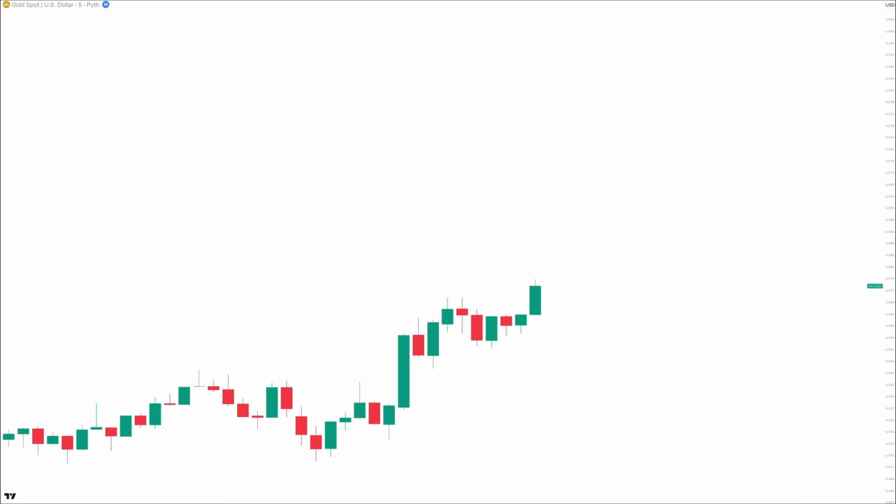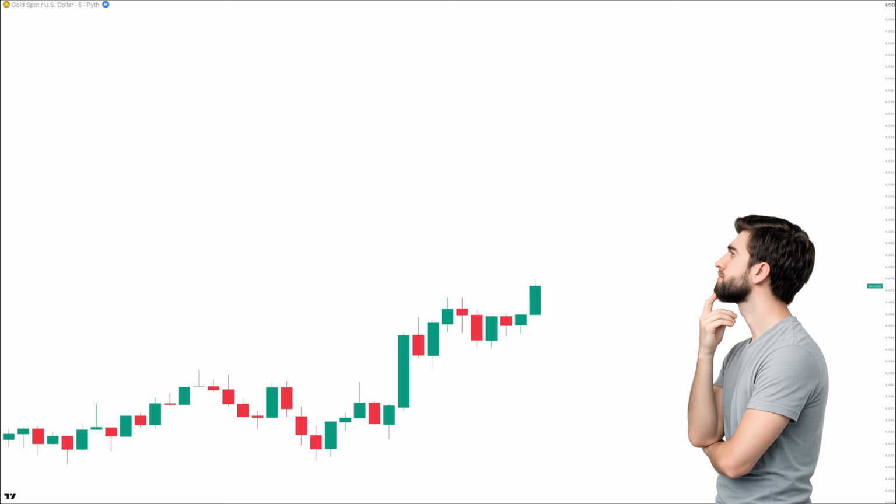Look at this gold USD chart. Price is consolidating. Everything looks calm. Nobody knows what's coming next. Now I'm going to pause right here and tell you that price is about to shoot up from this exact point. You're probably thinking, how does he know about this?